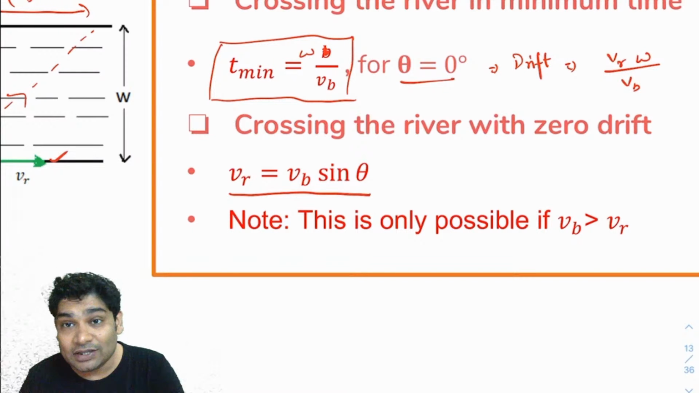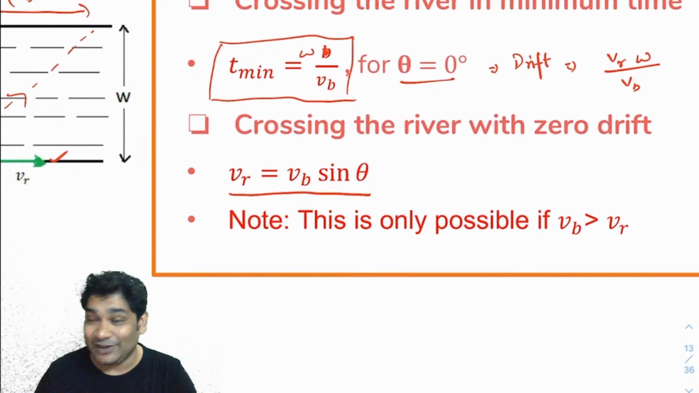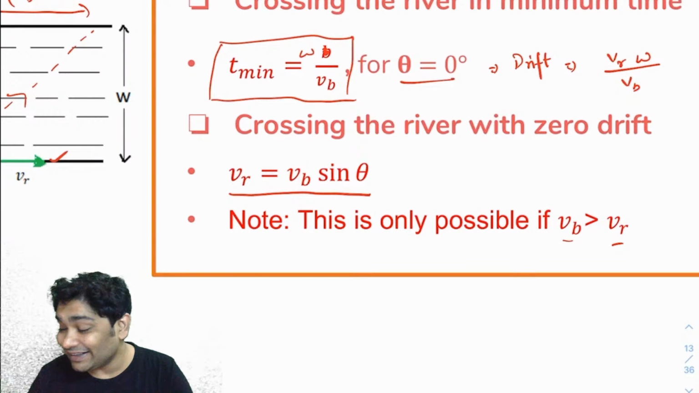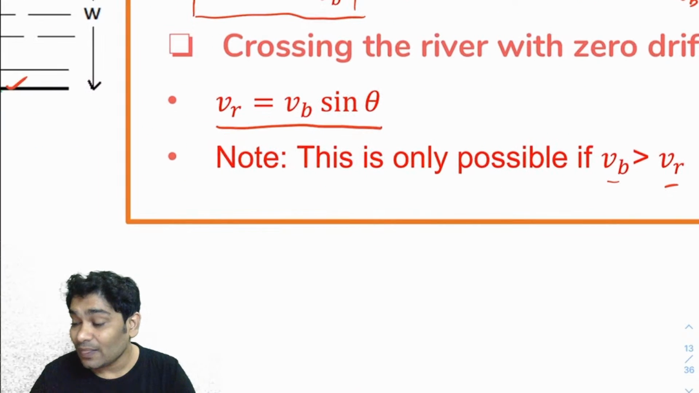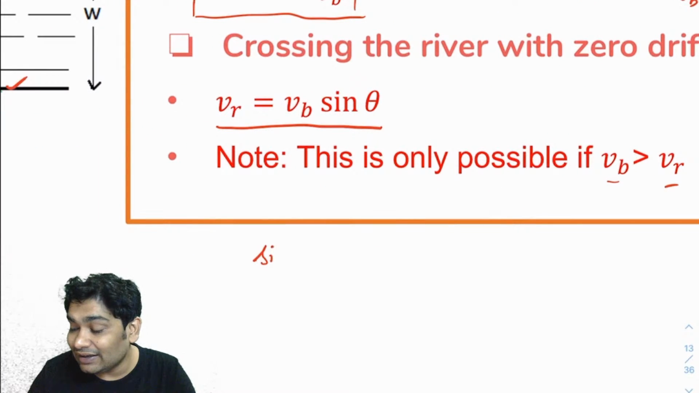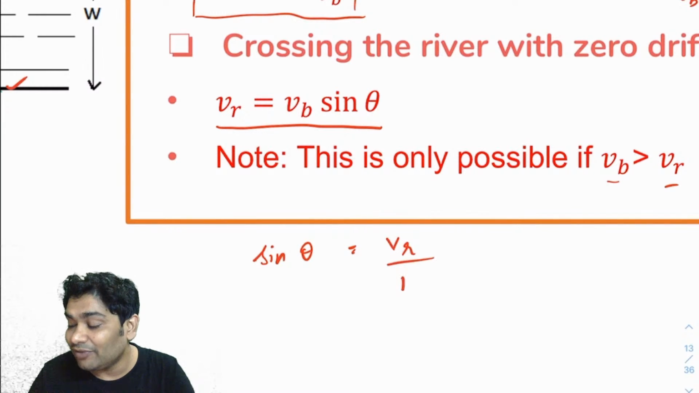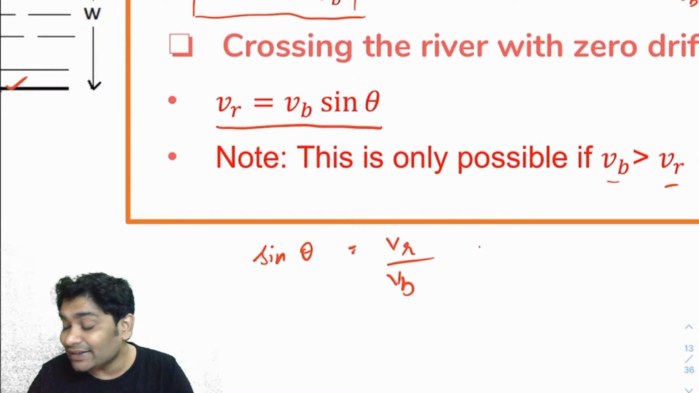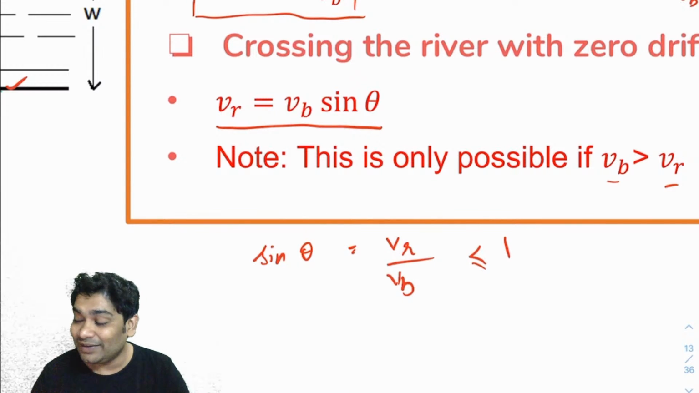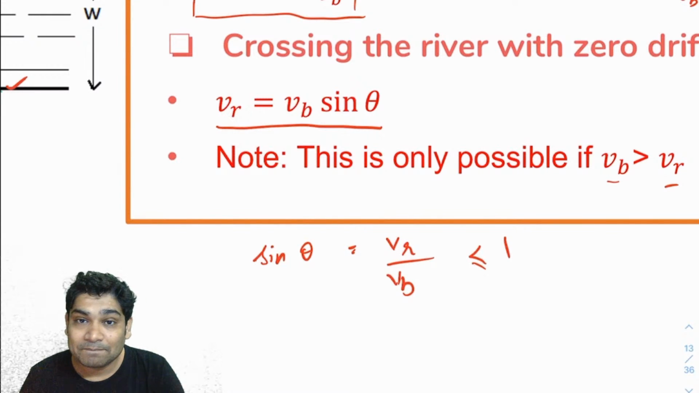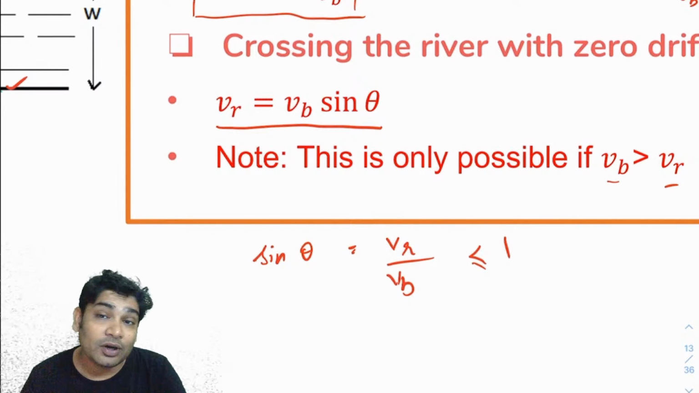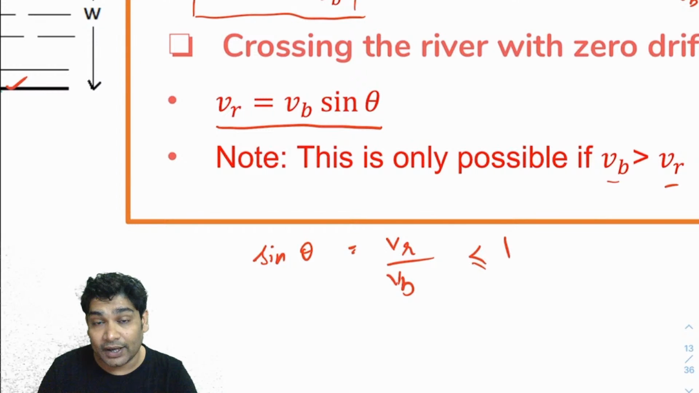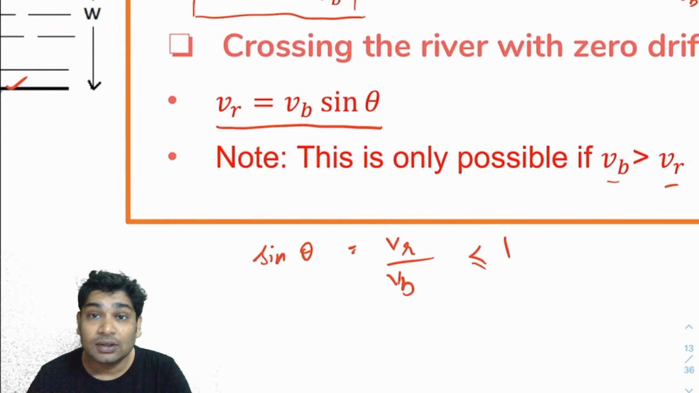Now please note that this is only possible if VB is greater than VR. Why? Because you know that sine theta is equal to VR over VB from the above expression, and this can only be less than or equal to 1. So it is only possible to cross the river with zero drift as long as the velocity of the boat is greater than the velocity of the river.